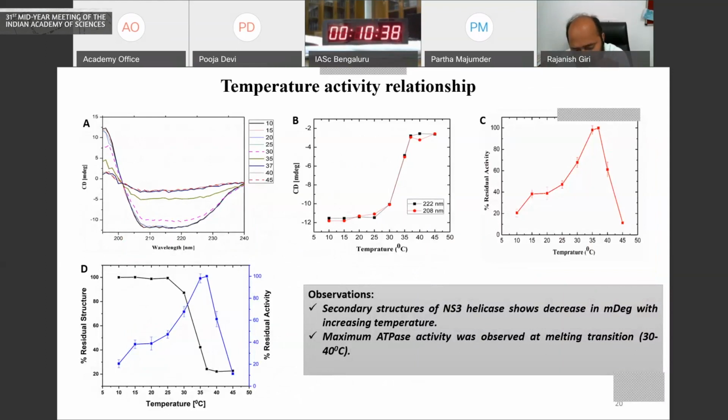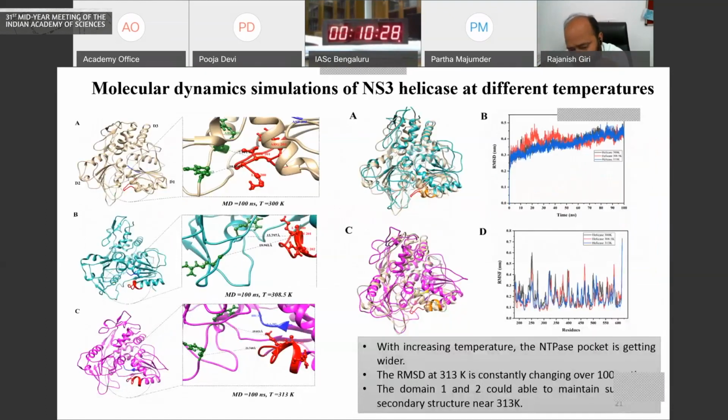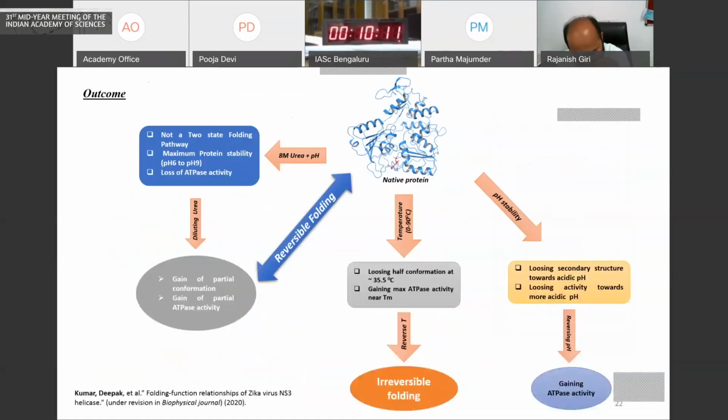So to understand why the highest activity is coming near the melting temperature, we performed the molecular dynamics simulations, and we found that the ATPase activity is given by the P loop, and the P loop opens up more upon increasing the temperature, and that is the role of these small loops or the active sites of the ATPase. So this is one of the aspects we did.